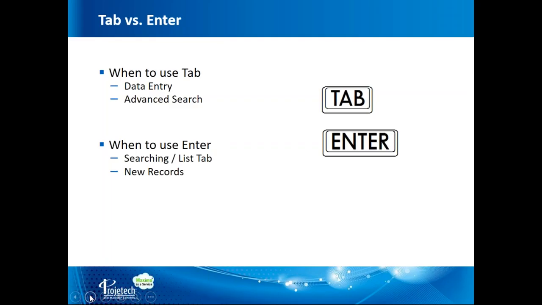Enter is also used when you're doing any new records. So like we said with the data entry, when you're putting labor transactions in, once you've filled out your first transaction, you're ready for the second one. If you hit enter, you're going to get a new row, and you're going to be ready to put in your second set of labor transaction information.